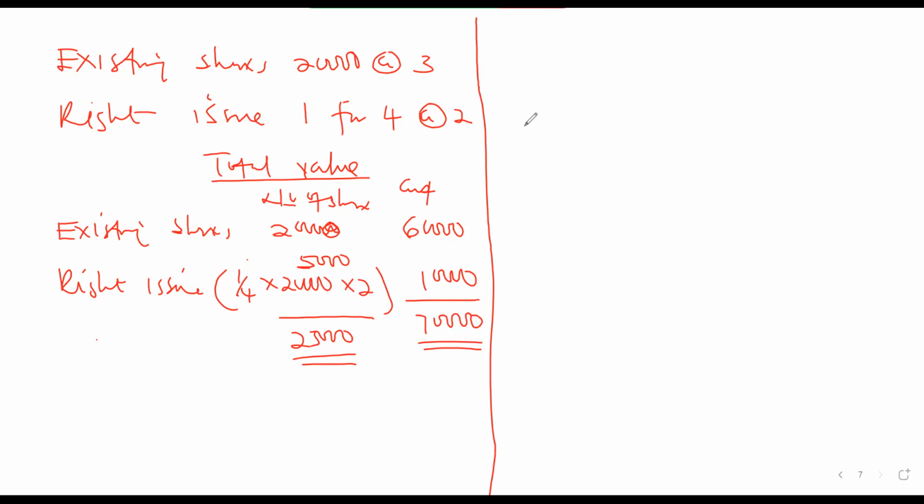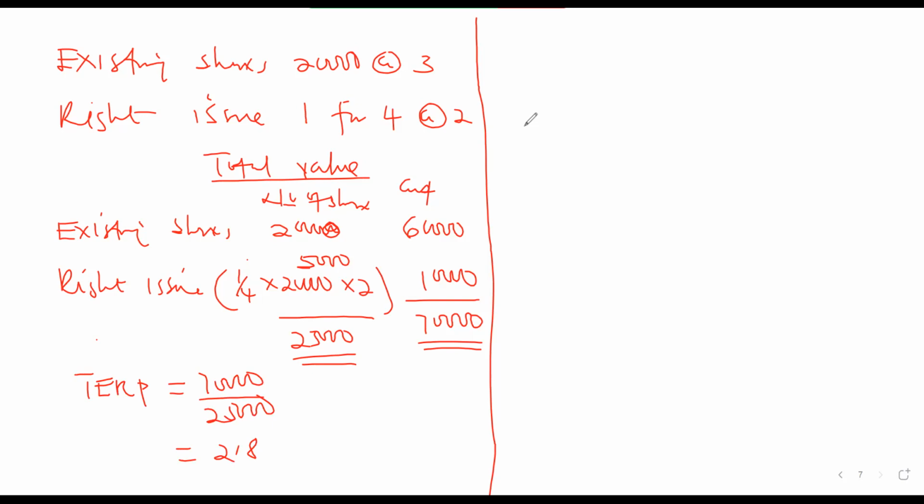Yes, sir. Okay, and that will give us what? 2.8. Okay, so the 2.8 is what we call the theoretical ex-rights price. So that is the price of the shares after the rights issue, 2.8. That's what we call the theoretical ex-rights price. So this is calculated on a total basis.